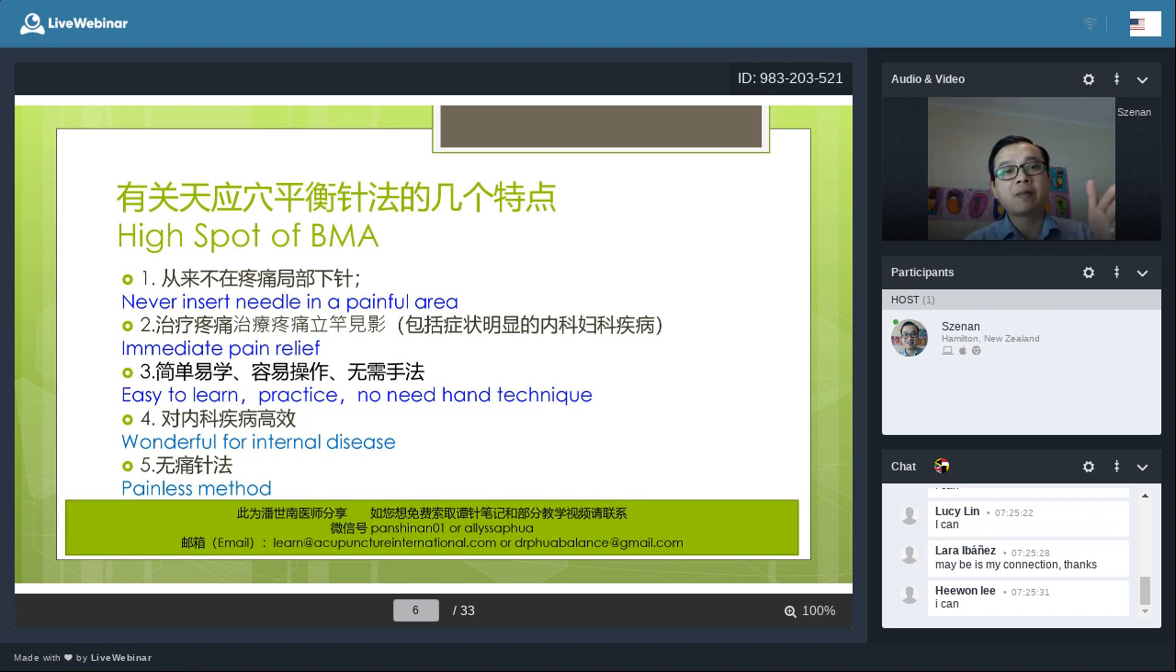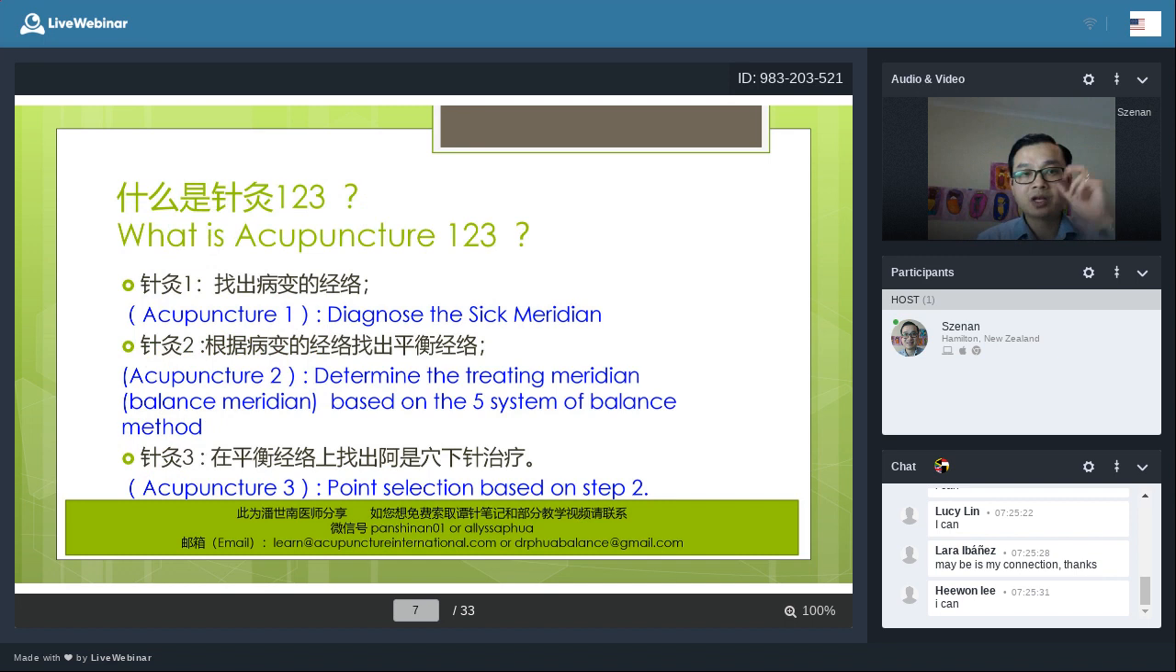The reason I put it in here, wonderful for internal disease, is because most people use Dr. Tan's Balance method for pain relief. And when you just focus on pain relief, you start to think, does it work for internal disease? Yes, it does. It works for diarrhea, it works for constipation, it works for insomnia, anything that you can think of. The next one. Well, what is acupuncture 1, 2, 3?